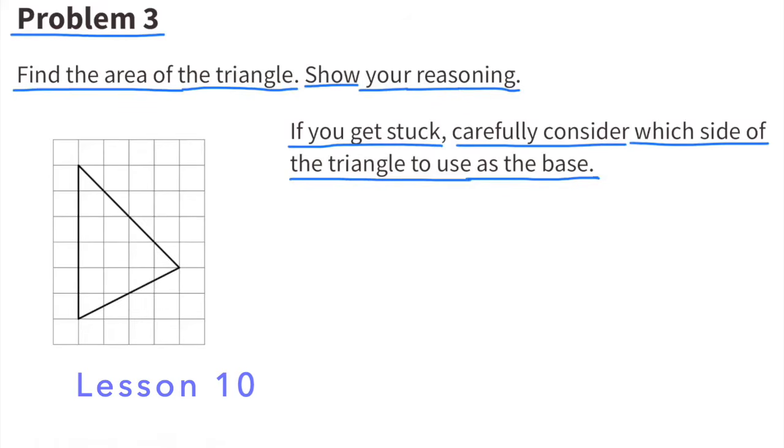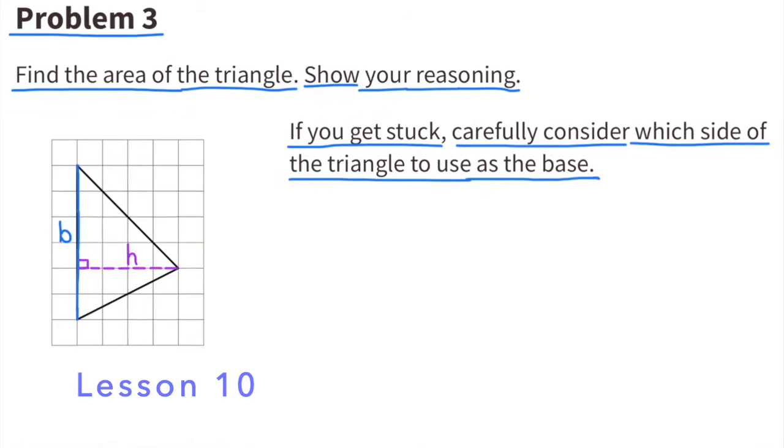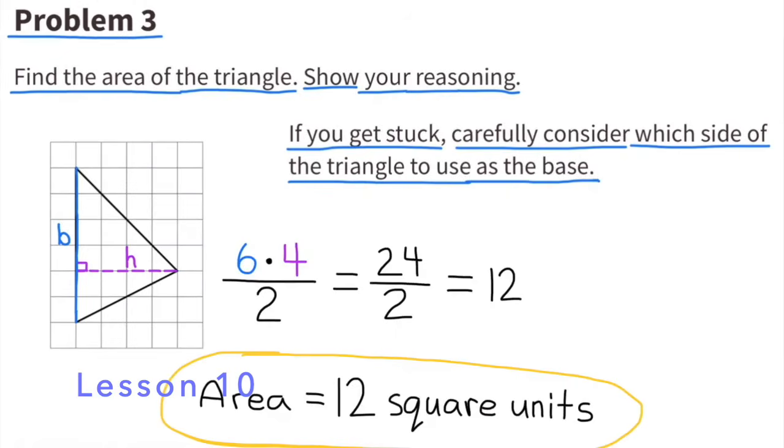Number 3. Find the area of the triangle. Show your reasoning. If you get stuck, carefully consider which side of the triangle to use as the base. I've used the vertical line on the left side as the base, which is 6 units long. I've used this line at a 90-degree angle compared to the base as the height, which is 4 units long. 6 times 4 is 24, and 24 divided by 2 is 12. The area is 12 square units.